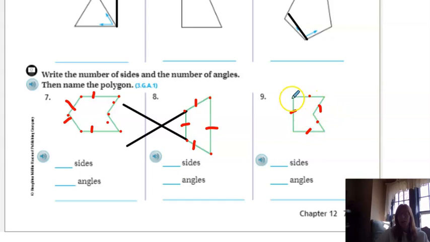So next we go to sides, 1, 2, 3, 4, 5. We have 5 sides, and we have 1, 2, 3, 4, 5 angles, because that's where the line segments come together to form an angle. So 5 sides and 5 angles. Think about a 5-sided figure. Think about that amazing building that we looked at in September, and that would be the Pentagon, and that is a 5-sided shape. So that is your Pentagon.